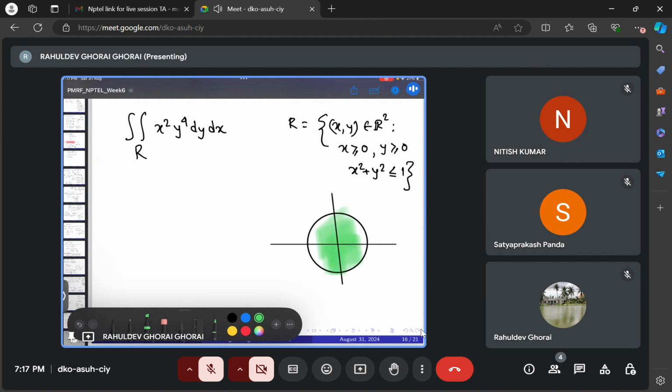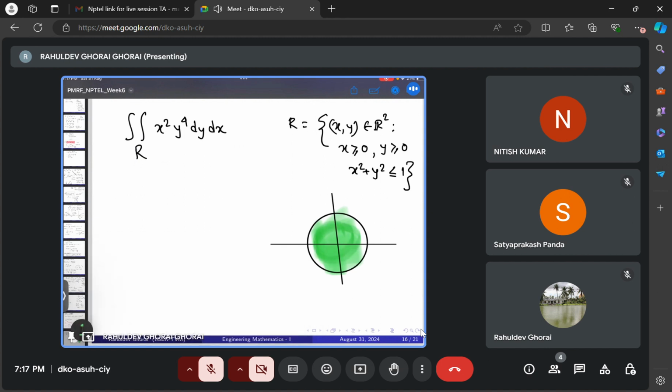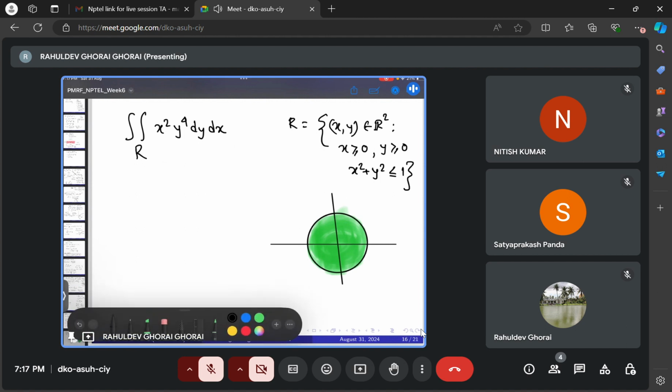Yeah, so this whole thing will be your x square plus y square less than or equal to 1, right? But you have also another constraint which is telling that x has to be greater than or equal to 0, y also has to be greater than or equal to 0.